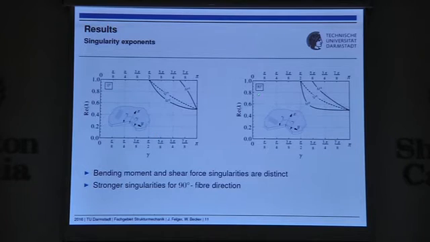On the right-hand side, the singularity exponent is depicted for a 90-degree fiber direction. And here it can be seen that the singularities are stronger compared to the 0-degree fiber direction. And furthermore, here the range of gamma leading to singularities for an antisymmetric deformation has increased. So there is, of course, a strong influence of the anisotropy on the singularity exponent.